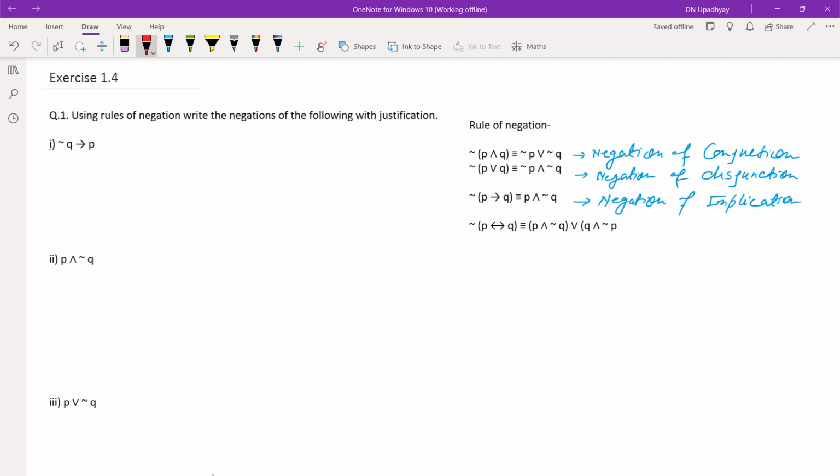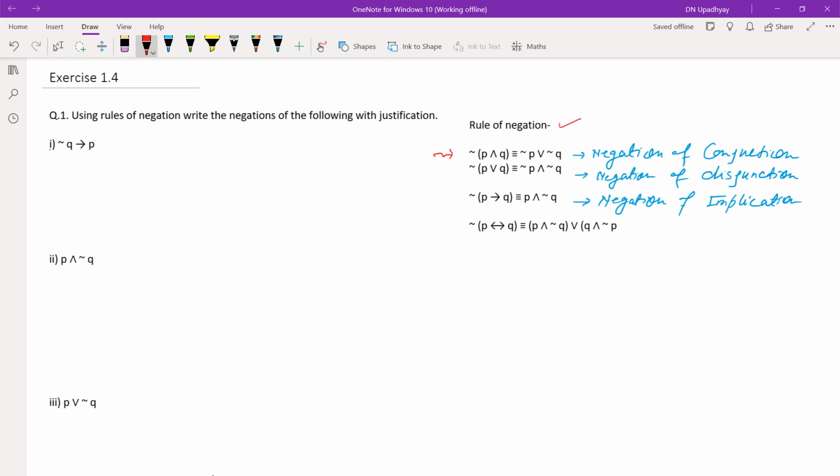Negation rule means the rule of negation. Rule of negation means negation of and. If you see this first one, negation of and, or you can say negation of conjunction, so what is the rule? Negation of P and Q is nothing but negation P or negation Q. This is the rule, and this is called negation of conjunction.